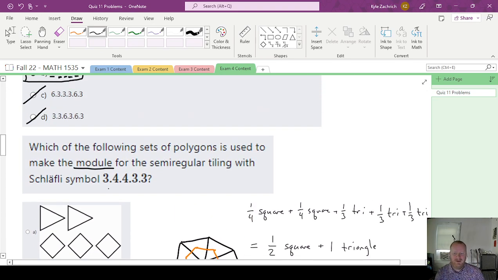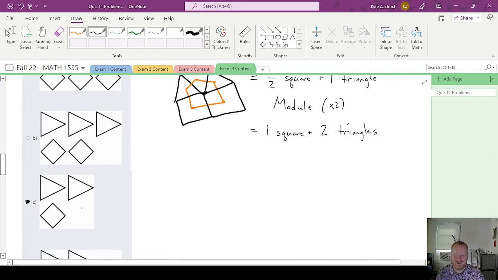I think the toughest part of this one is not the math, but just avoiding the temptation of saying 3, 4, 4, 3, 3. Okay, that's 2 squares and 3 triangles. So don't pick this one, right? That's the one they're trying to trick you with.